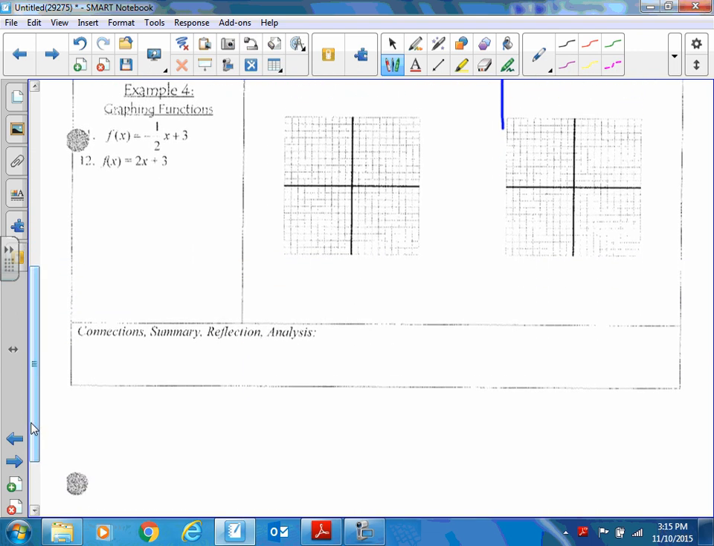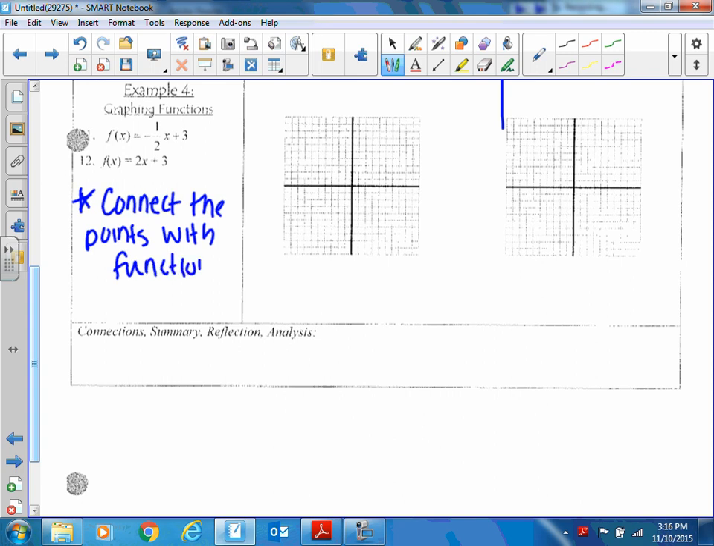All right, towards the bottom of the page, we have graphing functions. Now this should be something that you've seen before, something that you have worked with before, but we're just going to do a reminder. Again, when we have functions, we connect the points. So we're not just plotting the points like we did in a relation. We are actually connecting the points because we are graphing functions.